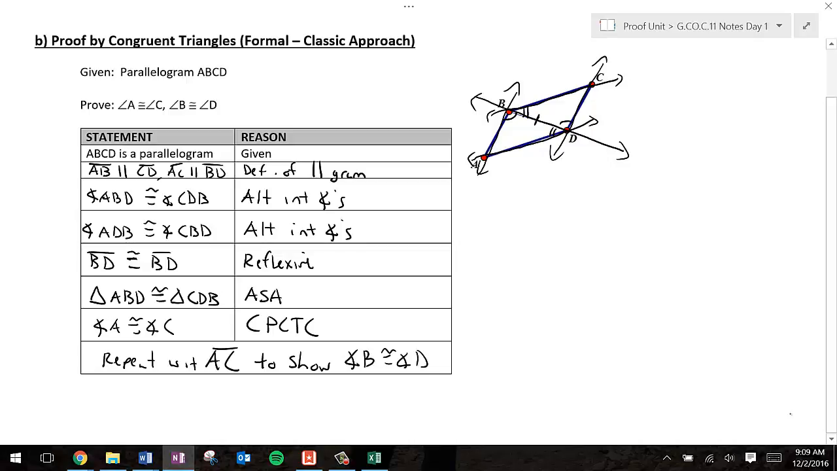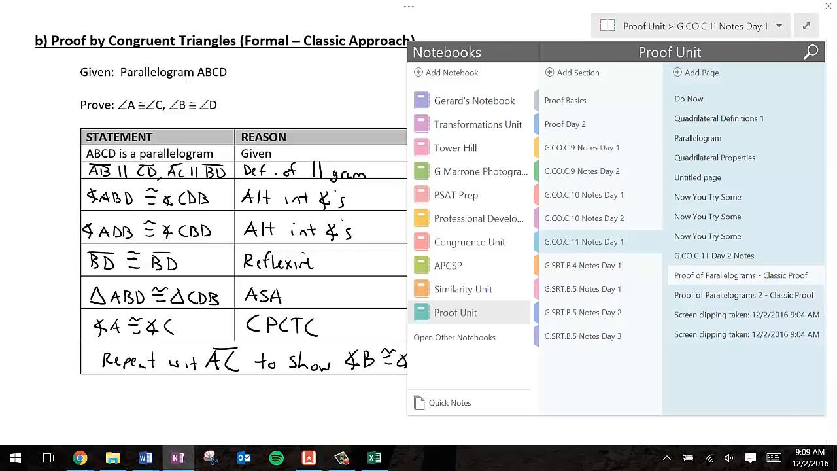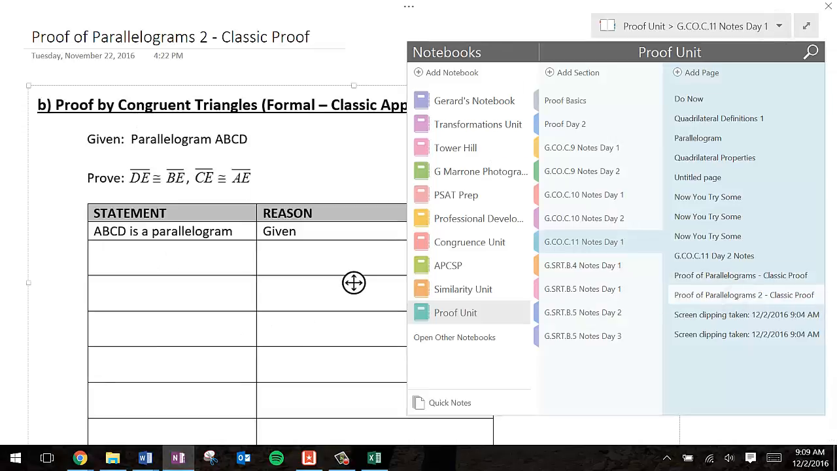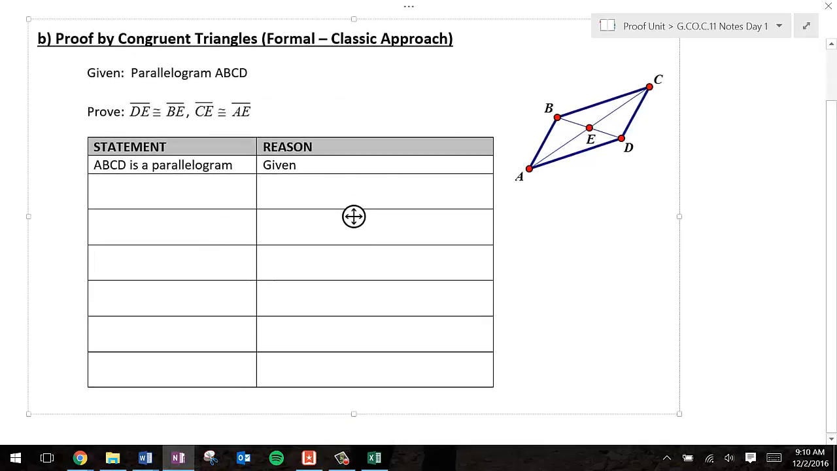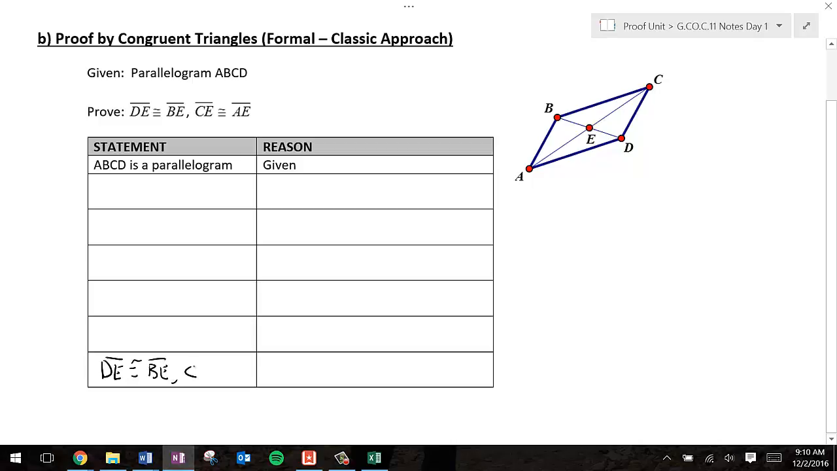Now let's take a look at the second proof that we've got in our notes for this section. The proof that we're aiming to show is that diagonals are bisected in a parallelogram. Our ultimate goal is to show that DE is congruent to BE and that CE is congruent to AE. That's our ultimate goal at the end of this proof.